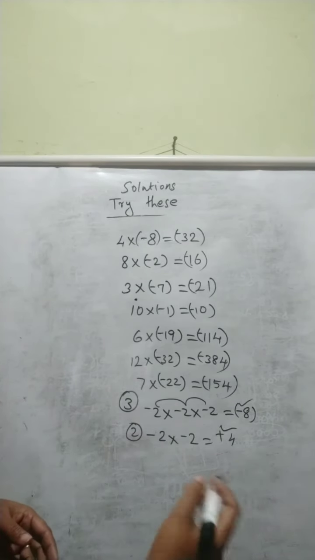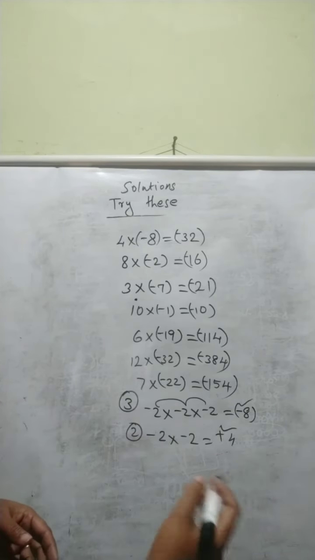Clear? These types of questions are there. Negative 3 plus negative 3 plus negative 3 plus negative 3. That means repeated addition. The same number we are repeating. That means 4 times negative 3. So the answer is negative 12. Then 3 times negative 7. The answer will be negative 21. Clear?